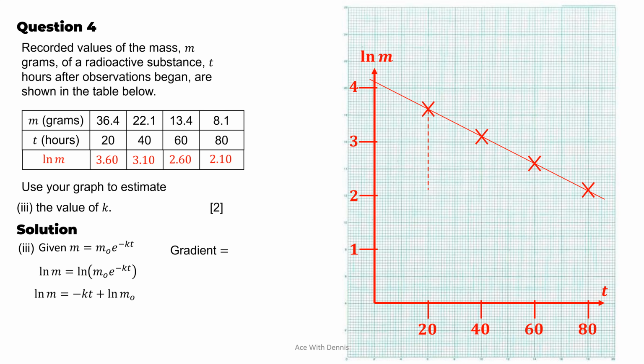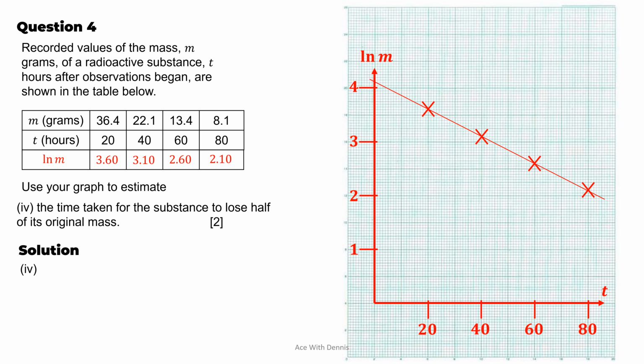So the gradient will be, first we need to find 2 points which we can easily read the coordinates. So we choose these 2 points and we can apply the formula, the gradient, which is (2.10 minus 3.60) over (80 minus 20). And the value is negative 0.025. This value equals the negative k in the equation, therefore k will be 0.025.